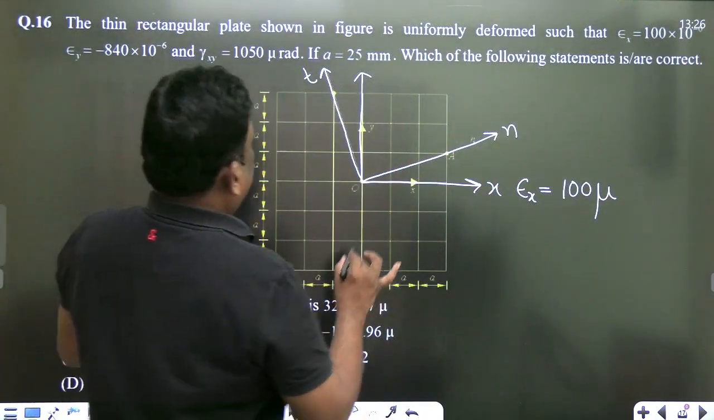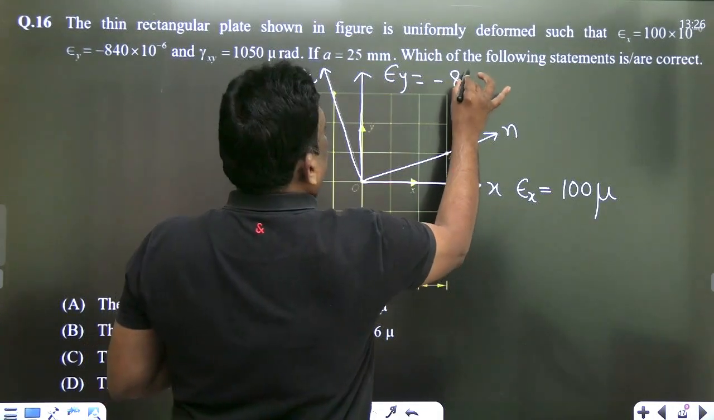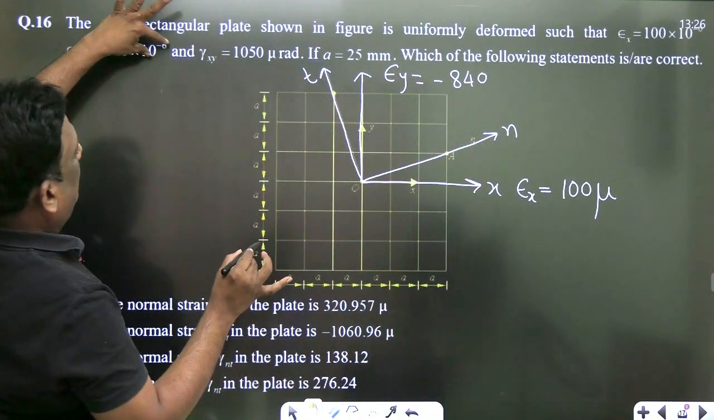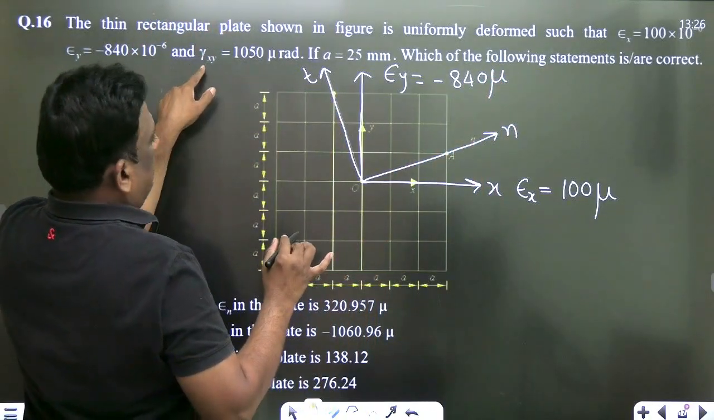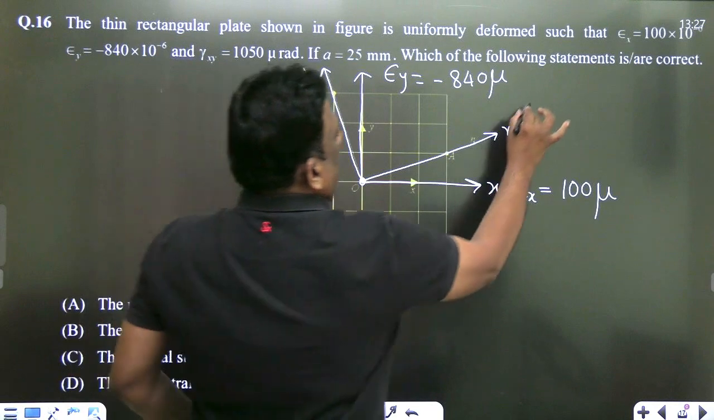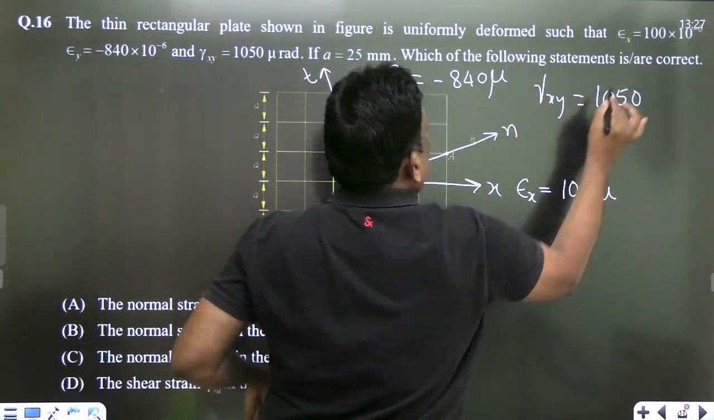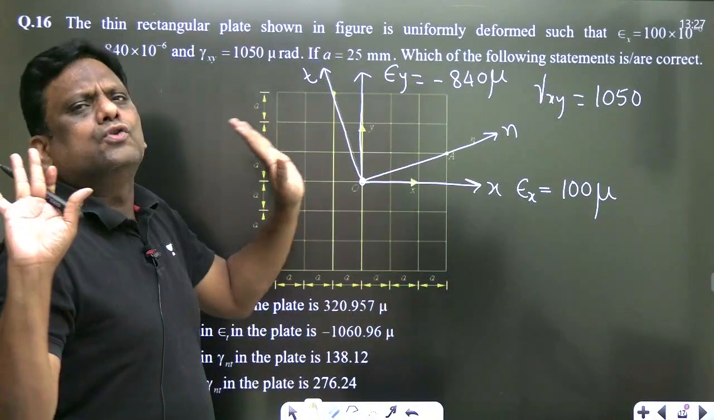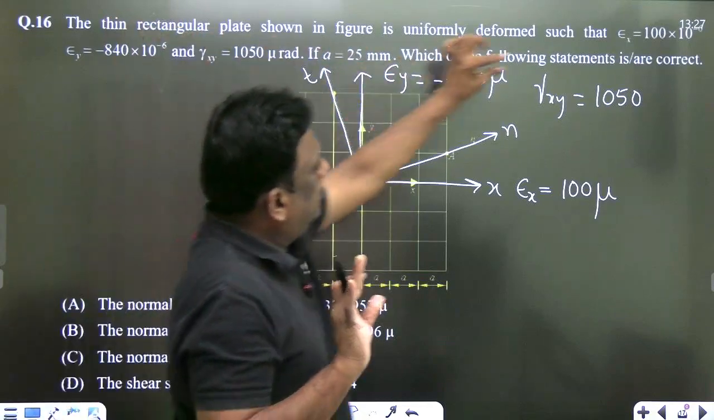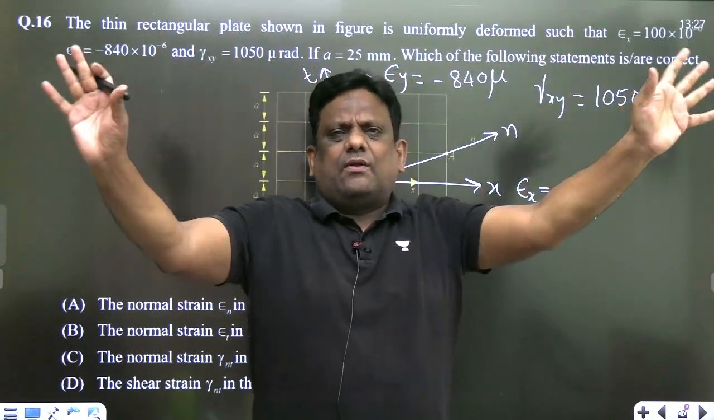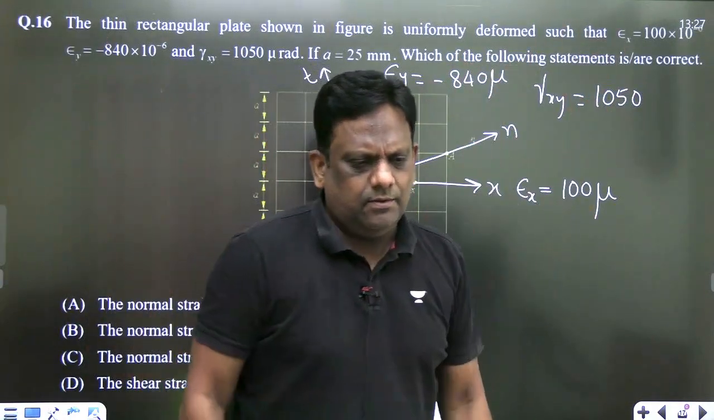Similarly, epsilon y is minus 840. I am not writing 10 power minus 6, that is also micron. And the shear strain in the xy plane, gamma xy, is given as 1050. That is also micro radian. All are in microns, don't worry. Why do we have to write 10 power minus 6 every time? Finally, I'll write it, no problem at all.